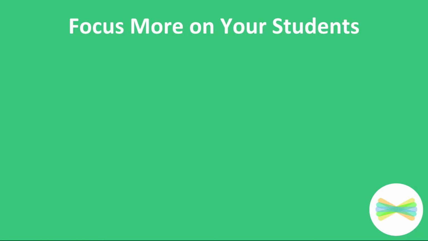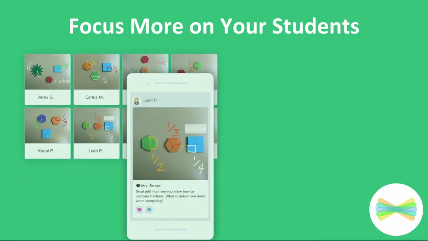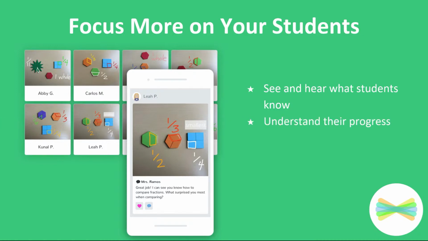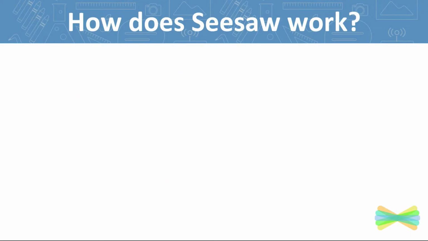SeeSaw focuses more on your students. How? Well, when students add to their SeeSaw journal, the content is uploaded by the student and immediately accessible to teachers from any device on the web, making it easy to see and hear what students know, to understand, review and monitor their progress over time and demonstrate growth. Instruction is easily differentiated for students who may be on an individual learning program or extended to create more challenging tasks.